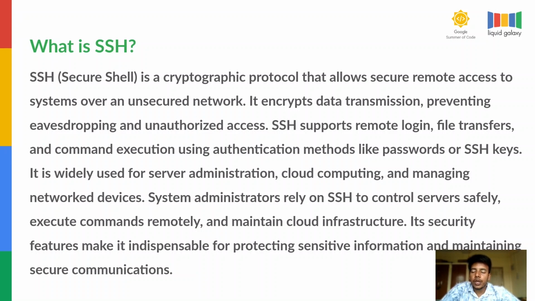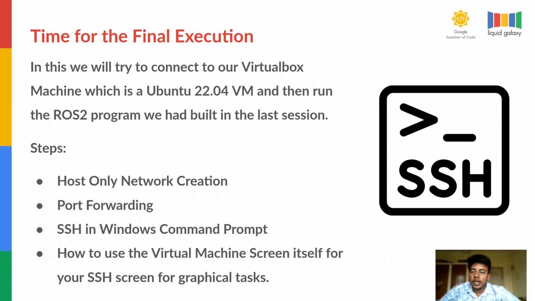So what we will be doing today is take this SSH connection protocol, and from Windows, we will try to control the previous robot, or you can say the ROS package that we built in the previous session, on this Ubuntu 22.04 virtual machine that we have. So what does it mean? For final execution, we will connect to our VirtualBox, which is an Ubuntu 22.04 VM, from our Windows through SSH, and then run the ROS2 program we built in the last session.